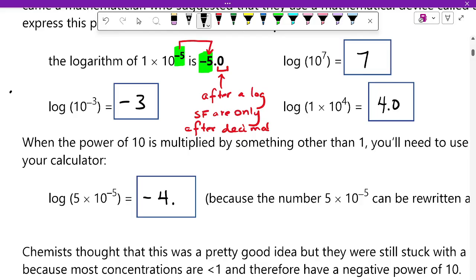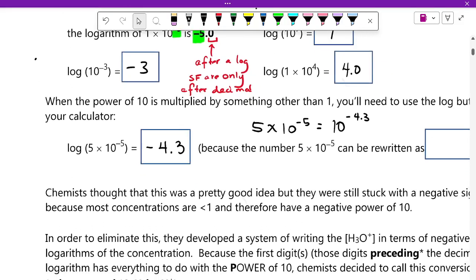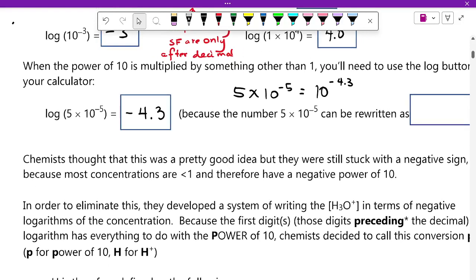Negative 4.3. Okay? And that's because the number 5 times 10 to the negative 5 can actually also be written as 10 to the negative 4.3. Those two things are equal. You don't really need to know that or understand it. You just need to be able to push the button on your calculator. So 10 to the negative 4.3.